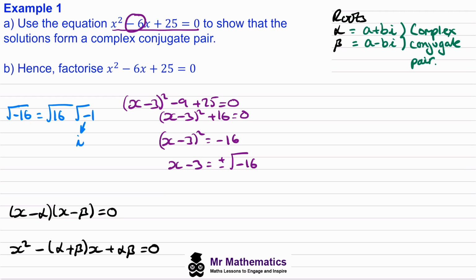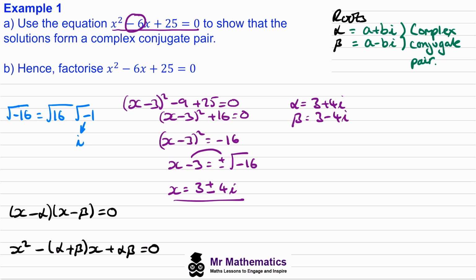So this becomes x is equal, move negative 3 to the other side, so 3 plus or minus the square root of 16, so 4, and then i. And you can see that alpha would be 3 plus 4i, and beta would be 3 minus 4i. And together, they form the complex conjugate pair.